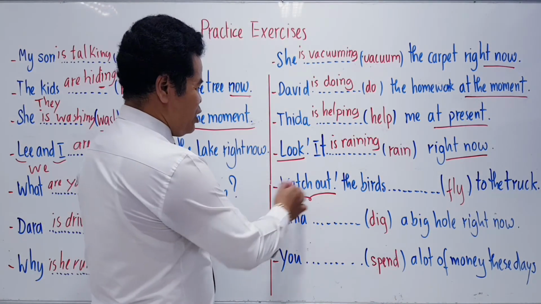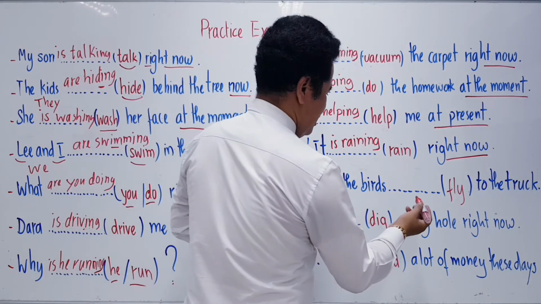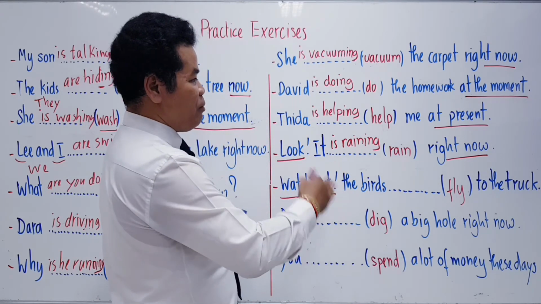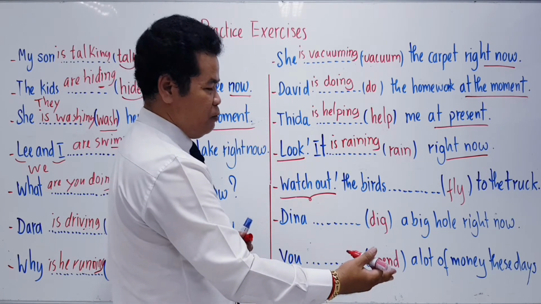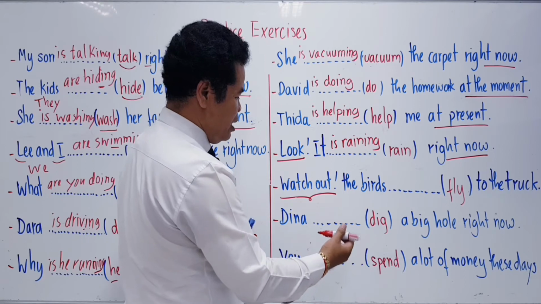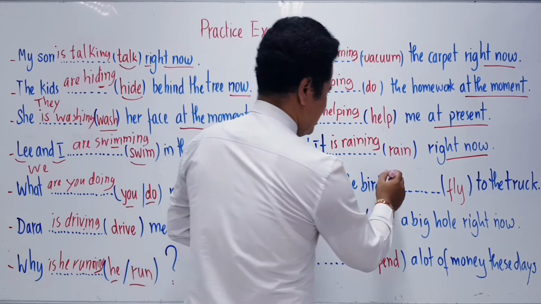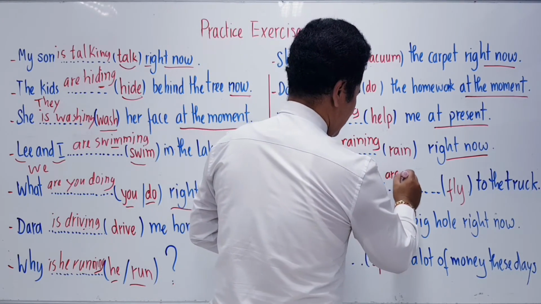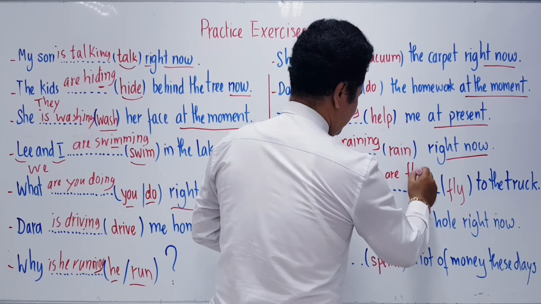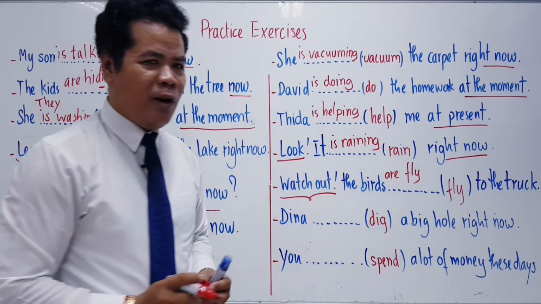Look at this one. Watch out, the birds. You cannot say, watch out, the bird fly to the truck. We cannot say like that. So what do you say? Watch out, the birds are flying. Can you double one more Y?